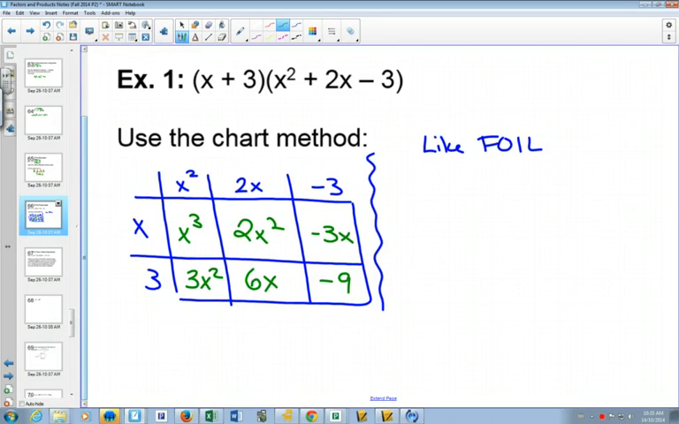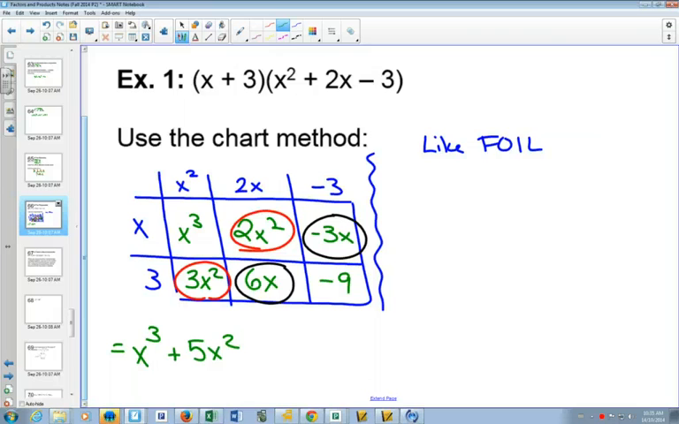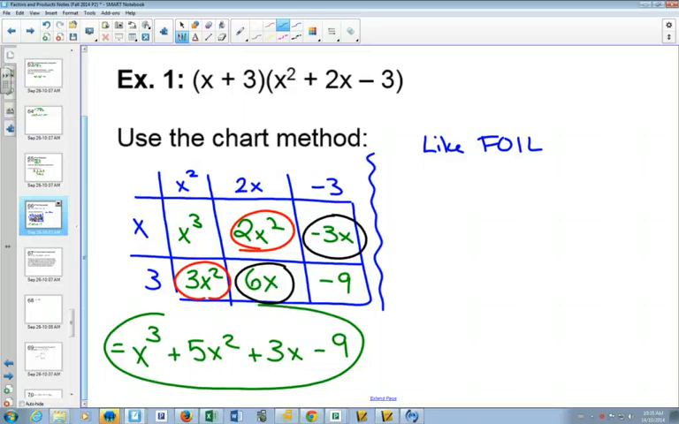Then you look at your answers in there and see if there are any like terms. X cubed is the highest power. Can you see that this one and this one are like terms? 3x squared plus 2x squared would be 5x squared. And these two are like terms. 6x minus 3x is 3x, and finally you have minus 9 for your final answer.